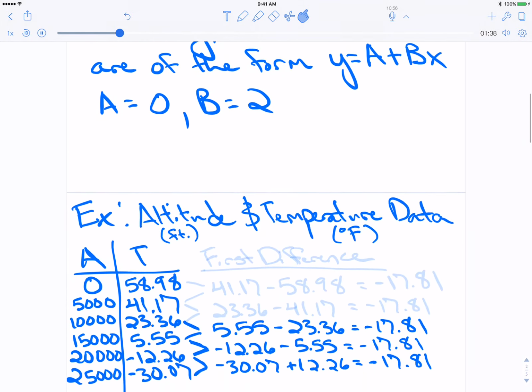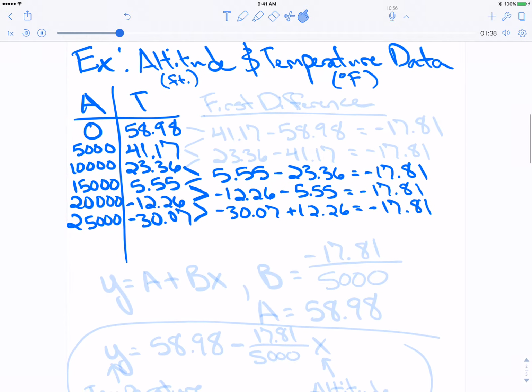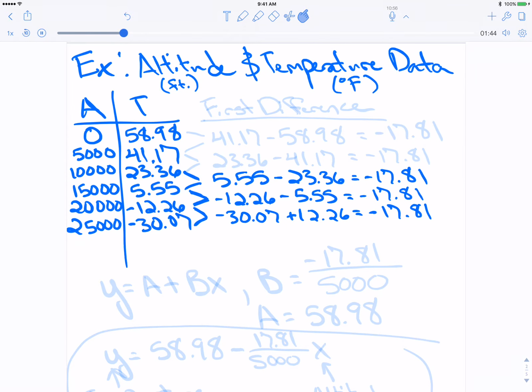To use an example to show how we can determine the values of our a and our b from a set of data where we don't know, I'm using some data on altitude in feet and temperature in degrees Fahrenheit to show you a linear model for the relationship between altitude and temperature as an equation. So in this case, if I'm at 0 feet, then the temperature is 58.98 degrees Fahrenheit. And then notice that the altitude increases in increments of 5,000 for every single one. So I go 0, 5,000, 10,000, 15,000, 20,000, 25,000.